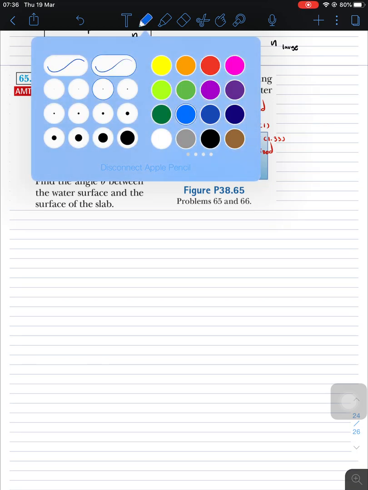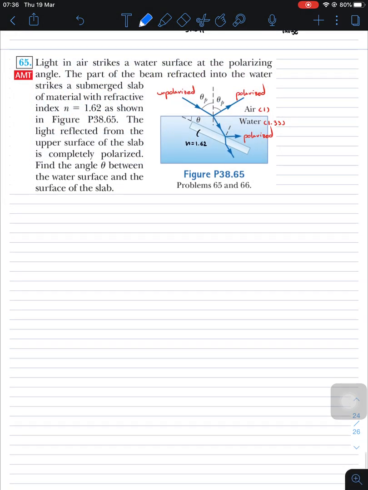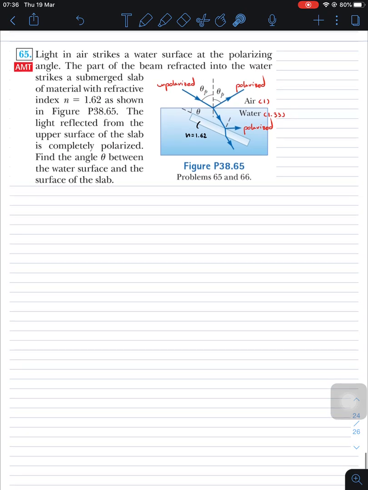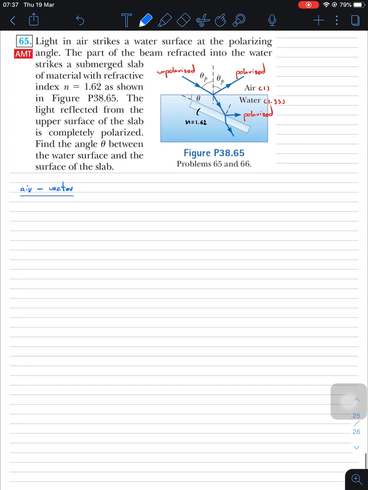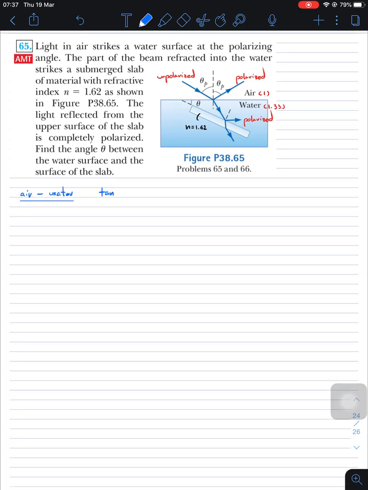Okay, let's do it. So the first part, let's find theta p. Okay, so now we say that from the air and then the water interface, right? From the air and the water interface, we have the tan theta p.